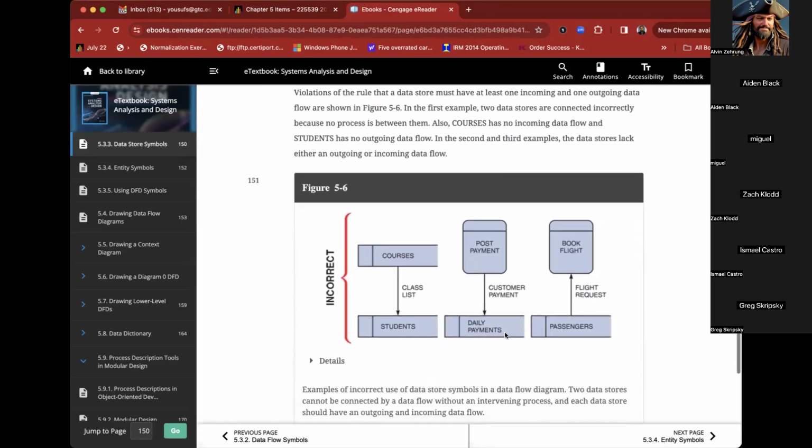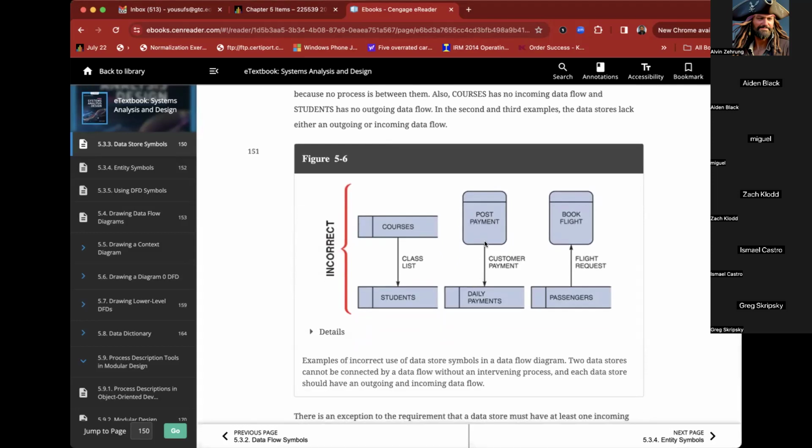However, what is not okay is this. Two data stores cannot talk to each other directly without a process in between. There must be a process between the two data stores so that they can communicate with each other. What's wrong with this data store?